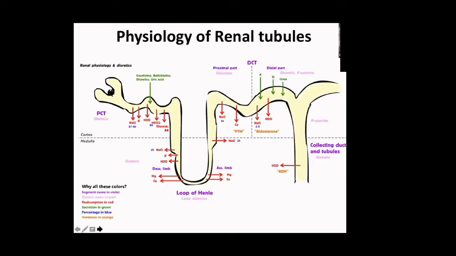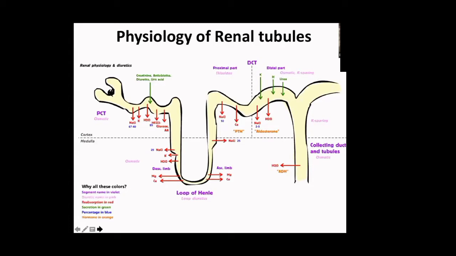This is the most important slide of this lecture, the physiology of the renal tubule. All of you would have read this in physiology. This is the Bowman's capsule. There is a proximal convoluted tubule, a loop of Henle, a distal convoluted tubule, and ultimately a collecting duct. About 70% of sodium reabsorption occurs in the proximal convoluted tubule. Along with this, water is also reabsorbed, and uric acid is also absorbed.